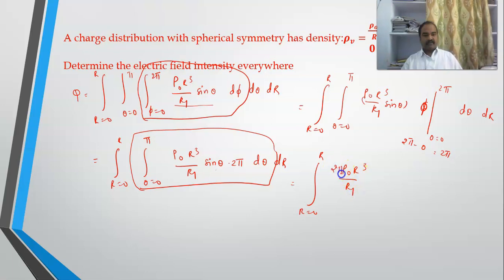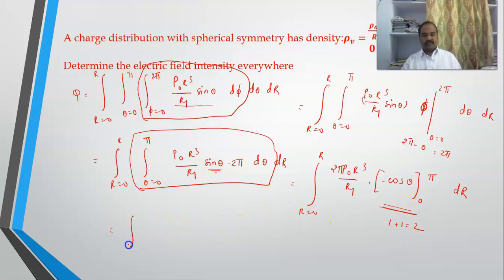I do have 2 pi here. This entire thing is constant. Only sine theta is to be integrated over theta. For sine theta it is minus cos theta from 0 to pi. Still dr is remaining. So what is this value? If I substitute pi here, I will get minus of minus 1, which is 1, plus 1. It is 2. Minus cos theta from 0 to pi is 2.